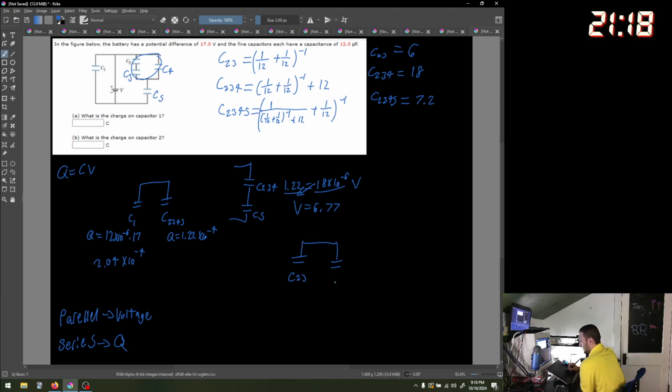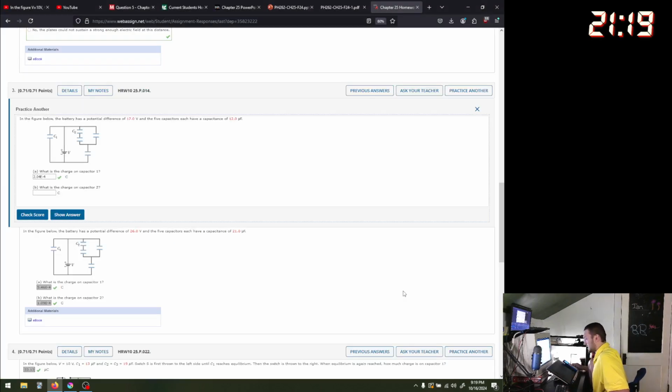And now we're going to have C23 and then C4. And the voltage carries over. So the voltage of 6.77 and the charge equivalent of 6 times 10 to the negative 4th is going to equal Q, which is 6 times 10 to the negative 4th times 6.77. Q equals 0.00406, I guess.